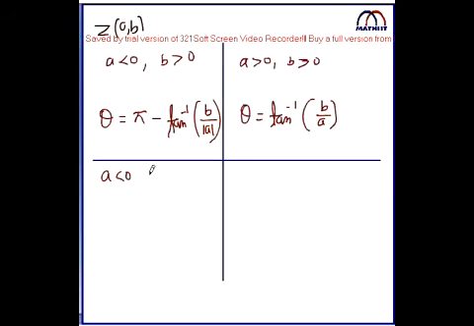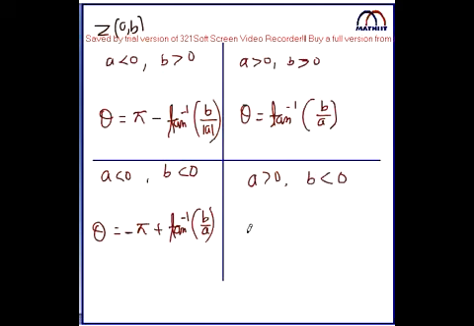Third quadrant is where A is less than 0 and B is also less than 0. So theta will be said accordingly. And fourth quadrant means A greater than 0 but B less than 0. In this case, theta will be written as minus tan inverse mod B by A. Is it clear? This is all about the amplitude.